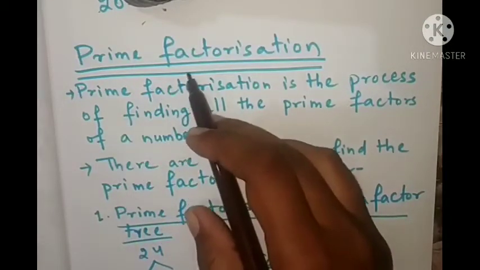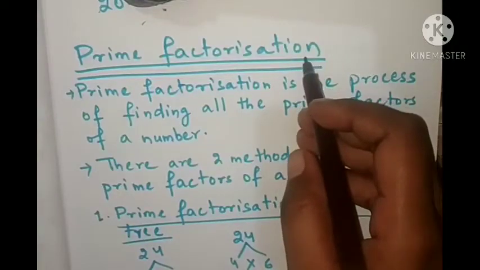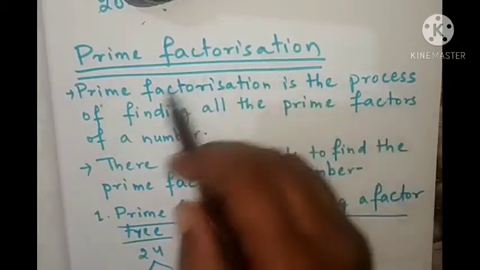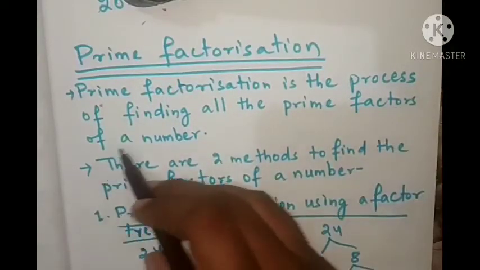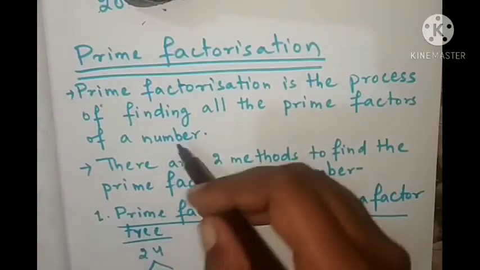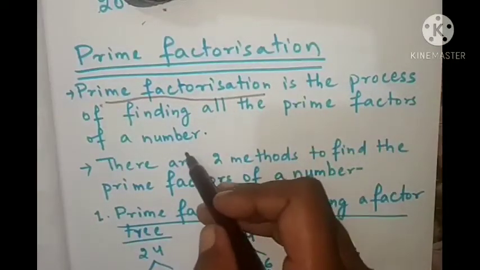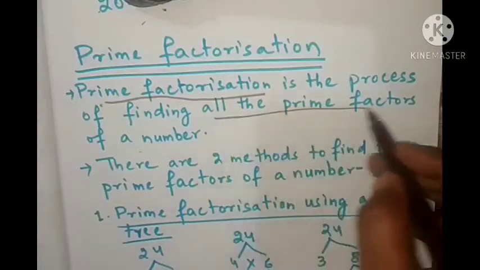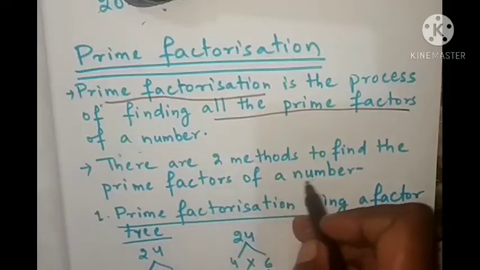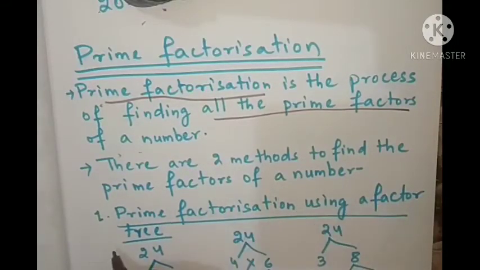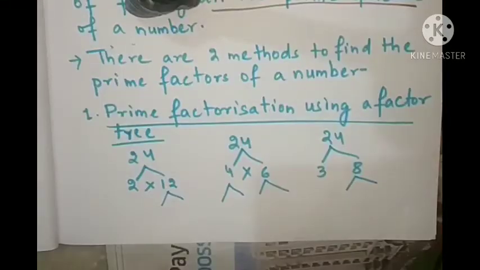Next we will see prime factorization. Okay. What is prime factorization? Prime factorization is the process of finding all the prime factors of that number. Okay. So that is prime factorization. There are two methods to find the prime factors of a number. One is prime factorization using a factor tree. So let's see how we can find all the prime factors using a factor tree.